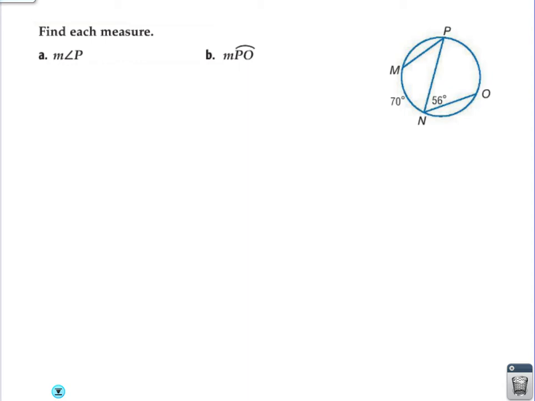Hunter, is angle P a central angle or an inscribed angle? Everybody see that? All 3 corners are on that circle. So therefore, how do we find the measure of angle P, Hunter? Which is? Perfect. Inscribed angle, half the intercepted arc. Now PO.